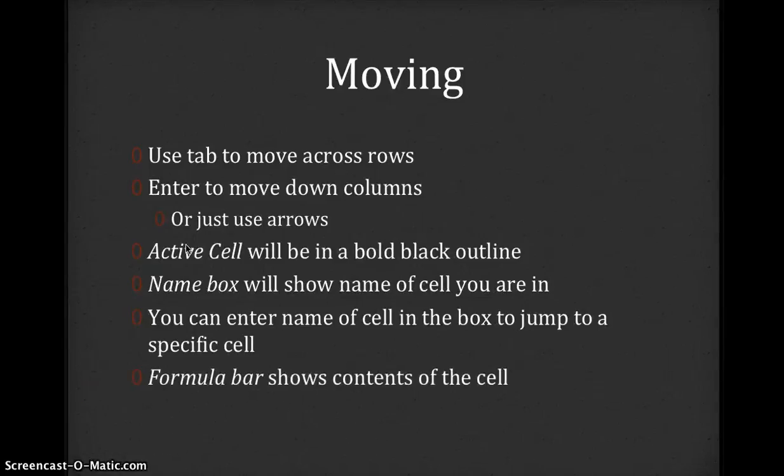Okay, when we're moving from one active cell to the next, you can use tab to move across the rows, or you can just click enter. That actually moves you down a column. You can also use your arrows just like you're used to using in other programs. To know which one's going to be active, it's going to be in bold. It's going to have an outline around it, and the name box is going to show that active cell. You can also just enter the name of the cell in that box and it's going to jump to that specific cell.